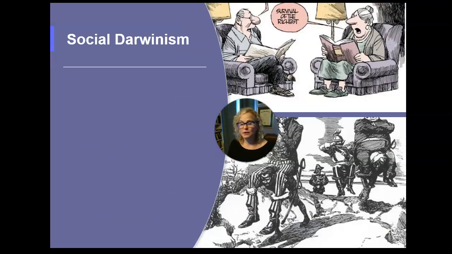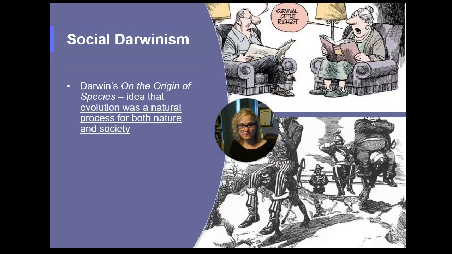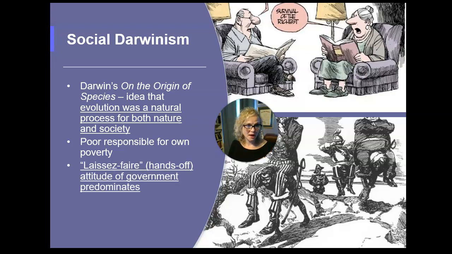This is also a time period in which businessmen justified their wealth through something known as social Darwinism. Just to give you a little background, Darwin's Origin of Species comes out around the 1850s, 1860s, and they apply this idea of survival of the fittest to society. That's what a lot of these big businessmen do to justify their large accumulation of wealth while not giving their workers that kind of money. The poor were responsible for their own poverty.